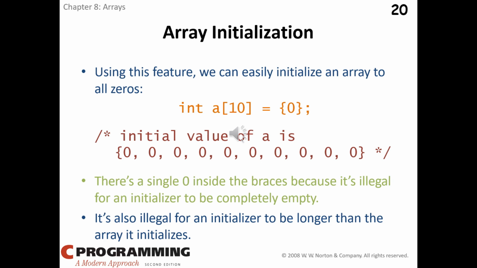And now here's a little note. It's not allowed to have an initializer that's completely empty, and it's also not allowed for an initializer to be longer than the array it initializes. So it's like we are trying to bake cookies without any dough, or we're trying to bake cookies without enough dough. It just doesn't work. So please remember this trick the next time you want to start fresh with all zeros in your array.